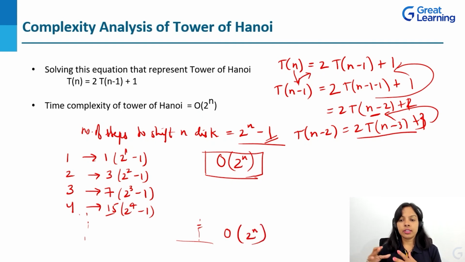Okay, so this is the Master's theorem which we apply, but generally you can also figure it out by just finding the number of steps required to shift the n disks from one rod to the other, that is, from the source rod to the destination rod. So this is all about the complexity analysis of Tower of Hanoi.